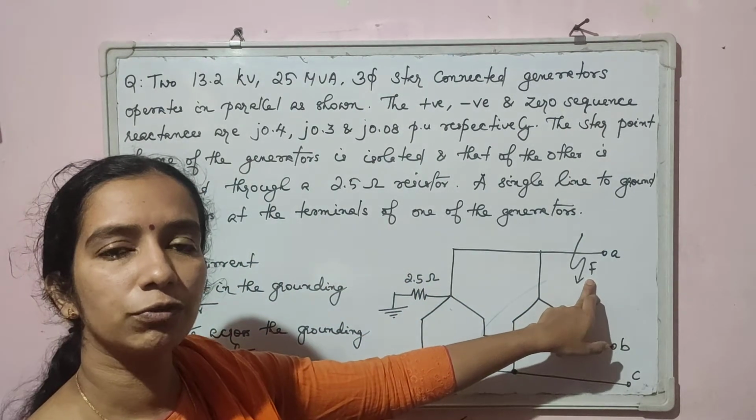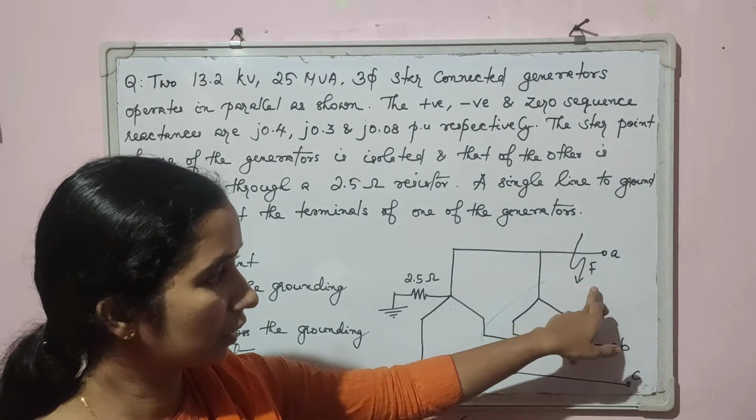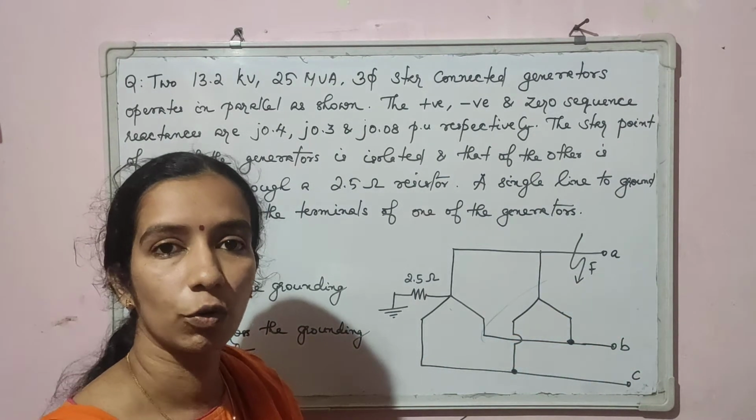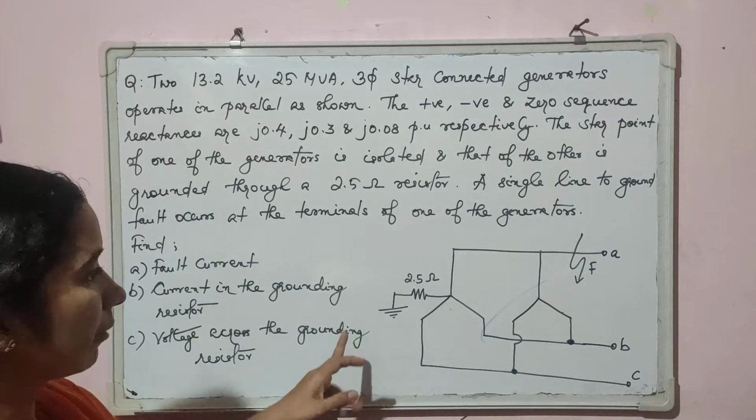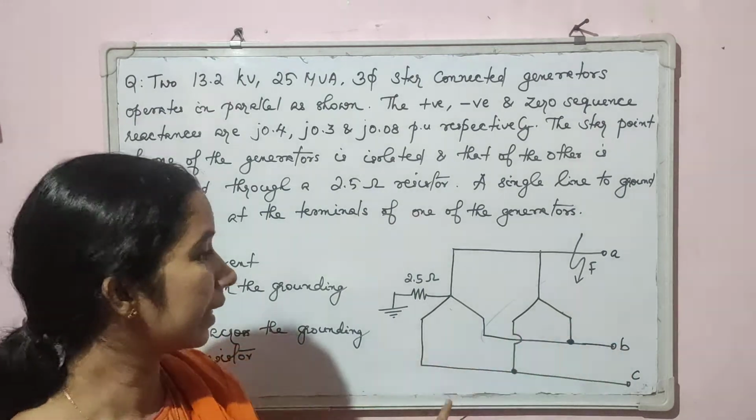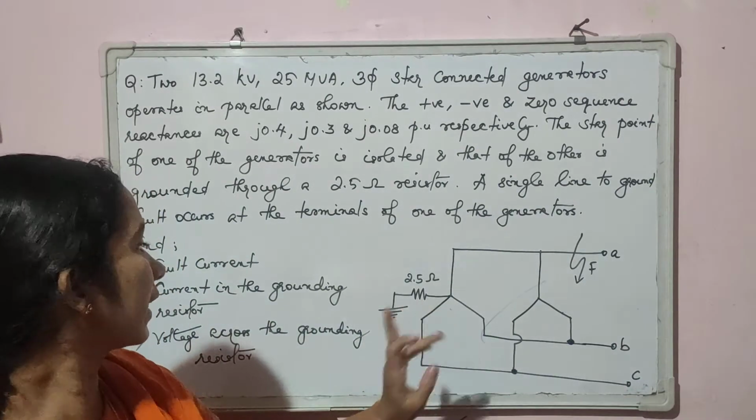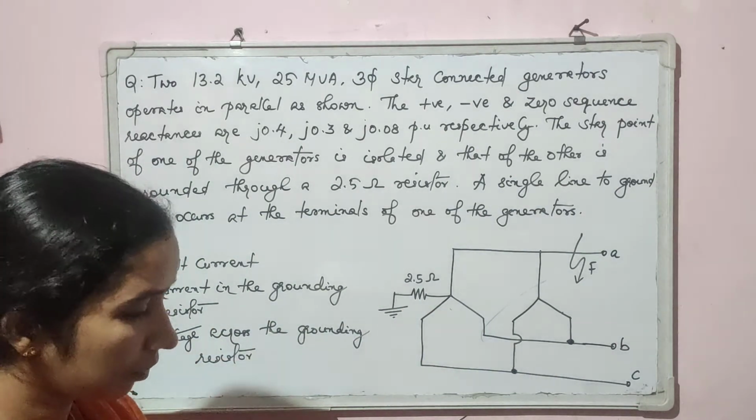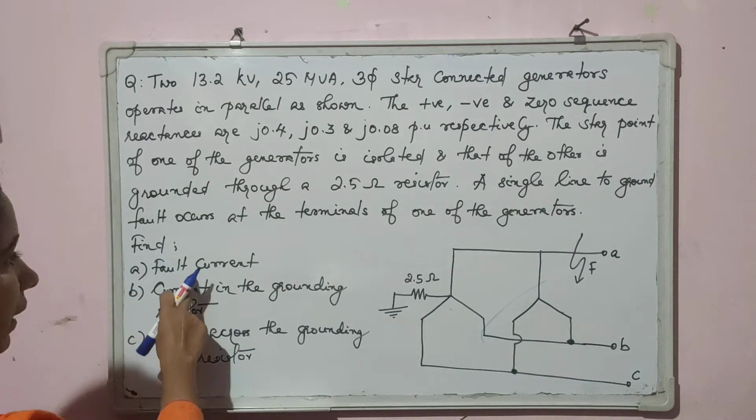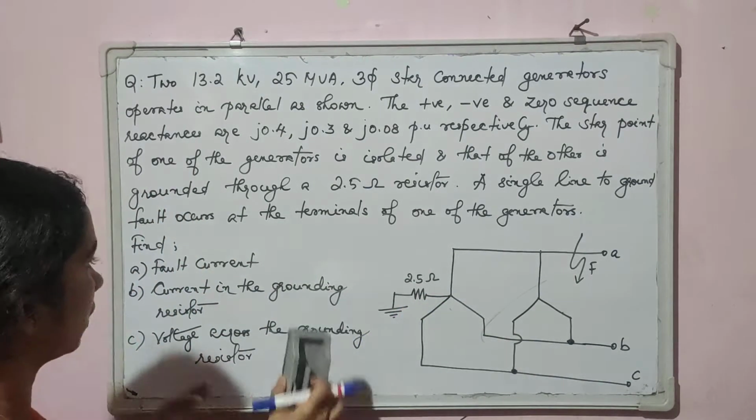Then a single line to ground fault occurs on one of the phases of the alternators. So let the fault be on phase A. Here the fault is represented on phase A. So we have to calculate the fault current flowing towards this fault point, then the current flowing through the 2.5 ohm resistor, and the voltage across this resistor.